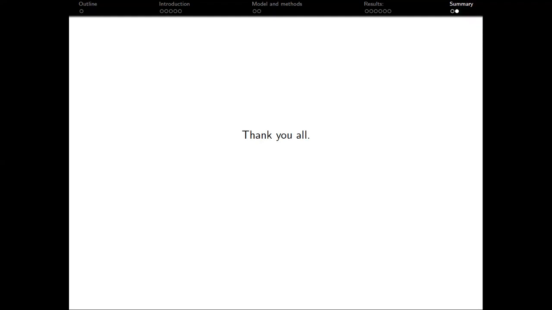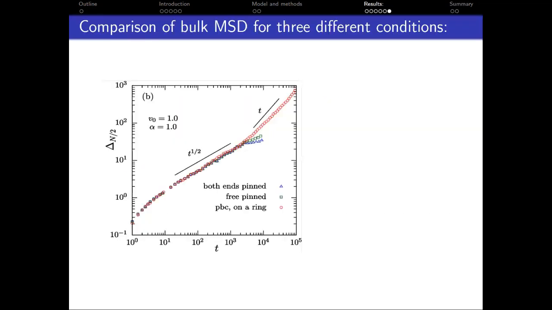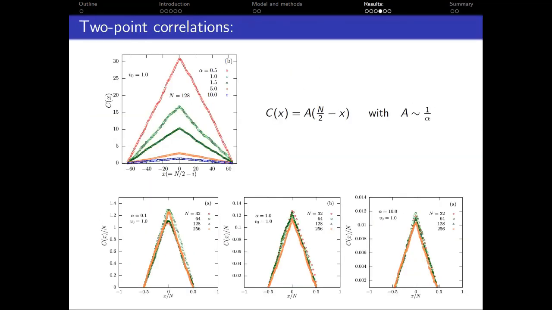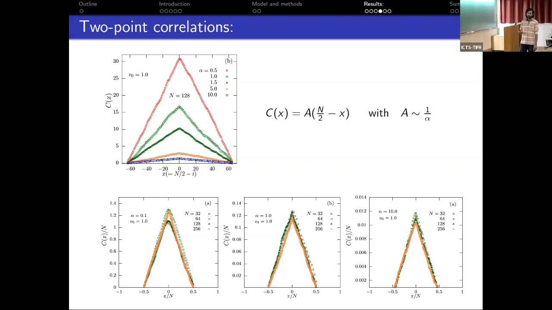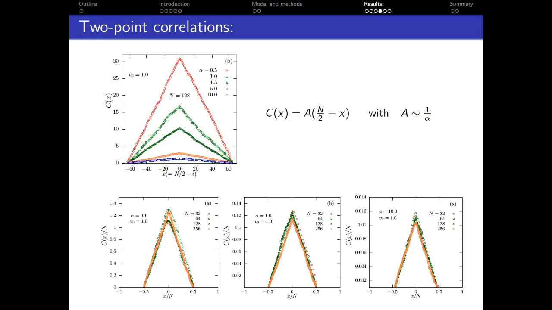Hello. Yeah. Can you go to that slide of the 2-point correlation? Is that correlation in the steady state? Yeah, in the steady state, that is a 2-point correlation. But this function C(x), n by 2 minus x, this is not the function in the plot.